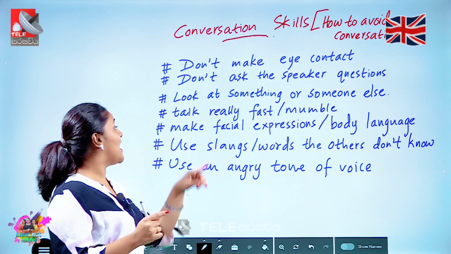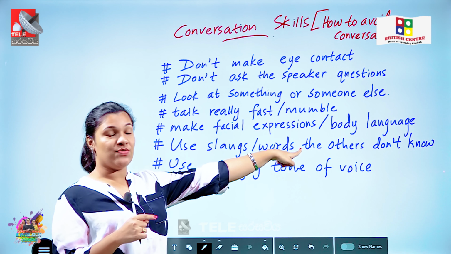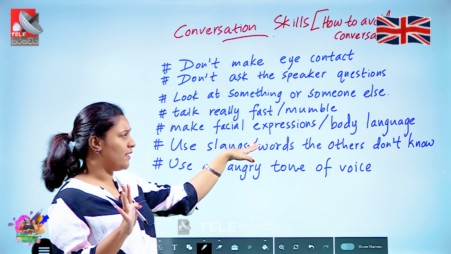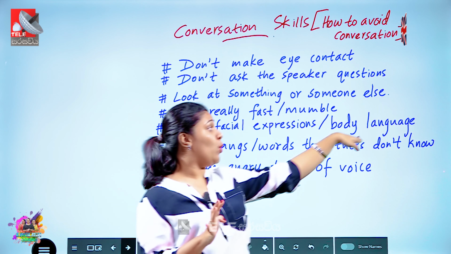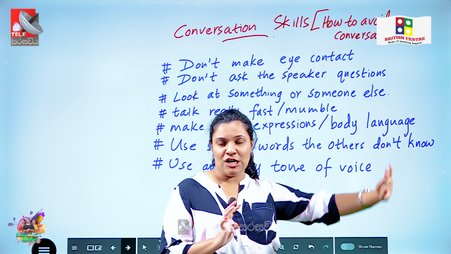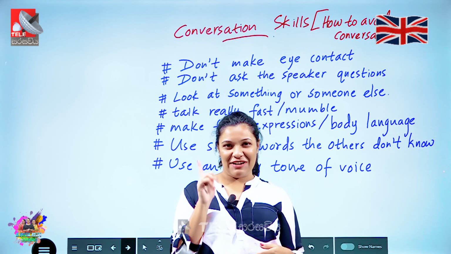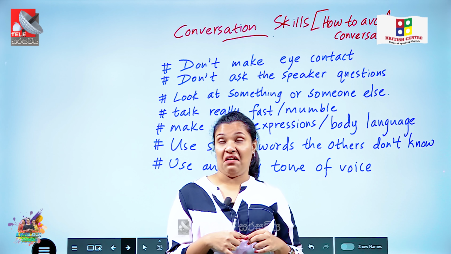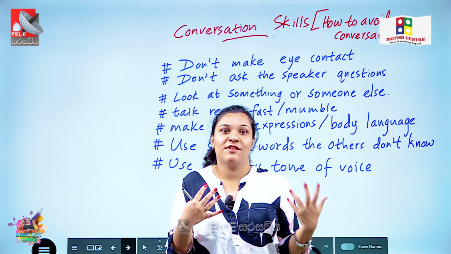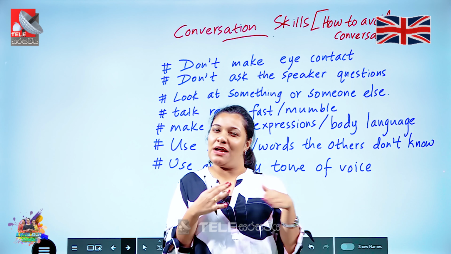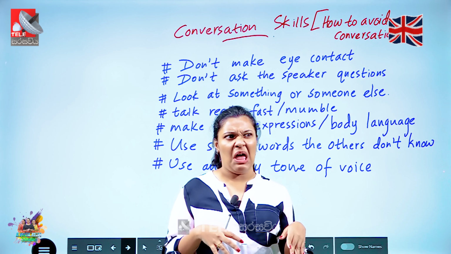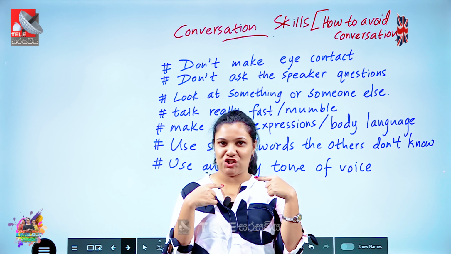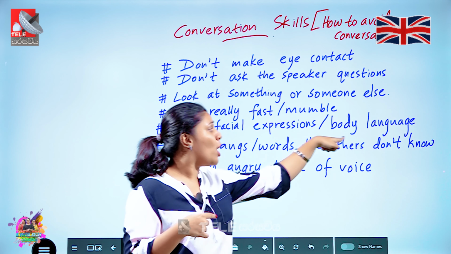And the next one is make facial expressions. This is so rude, but you can always use it if you want to ignore the conversation. Make facial expressions or body language. For example, if somebody says, "Hey, very nice, oh wow, such a nice dress," and you make a facial expression, that means you're indirectly ignoring the person's conversation. So that is facial expressions you can use.